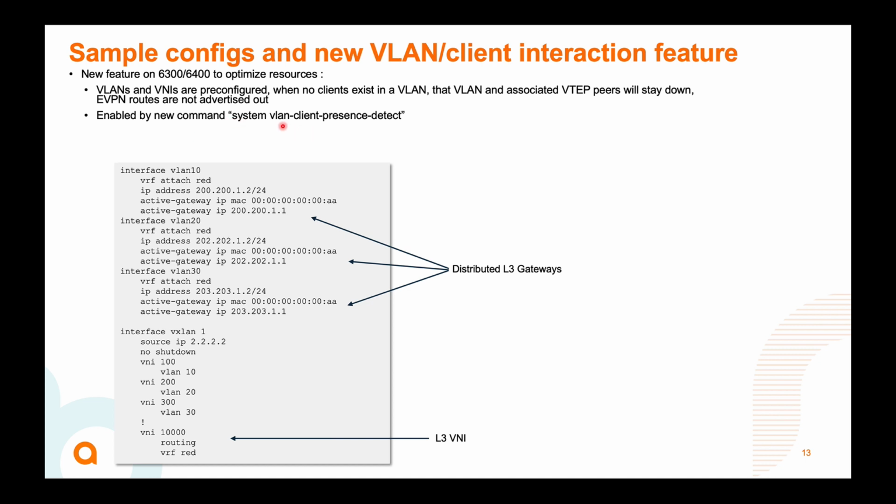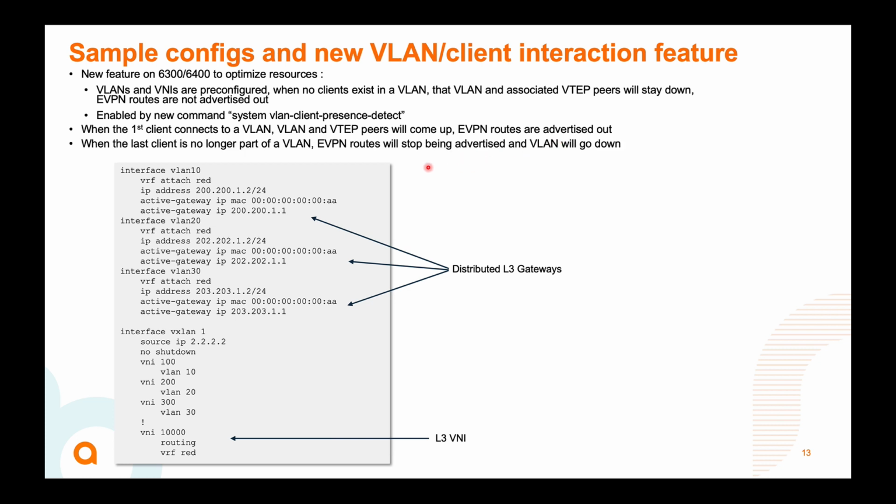This is the new command that's globally enabled. But when the first client connects into that VLAN, it will come up automatically, and the VTAP peers will also come up. When that happens, your EVPN routes will be advertised out. Let's say, for example, the last client leaves that VLAN, your EVPN routes will stop being advertised and that VLAN will go down because no client exists on that VLAN.